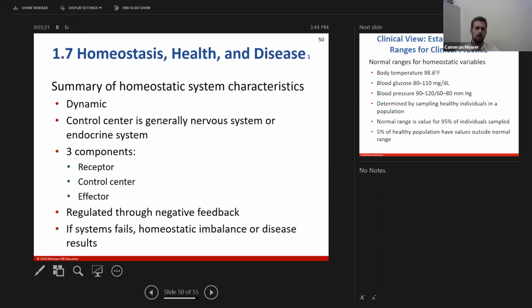So anyway, the summary here: it's pretty dynamic. I mean, it's always working. That's what dynamic means. It's continually working with your body and changing and making sure that things are working. You've got three components: the receptor, control center, and effector, regulated mostly through negative feedback. And if the homeostatic system fails, that's when we get an imbalance.